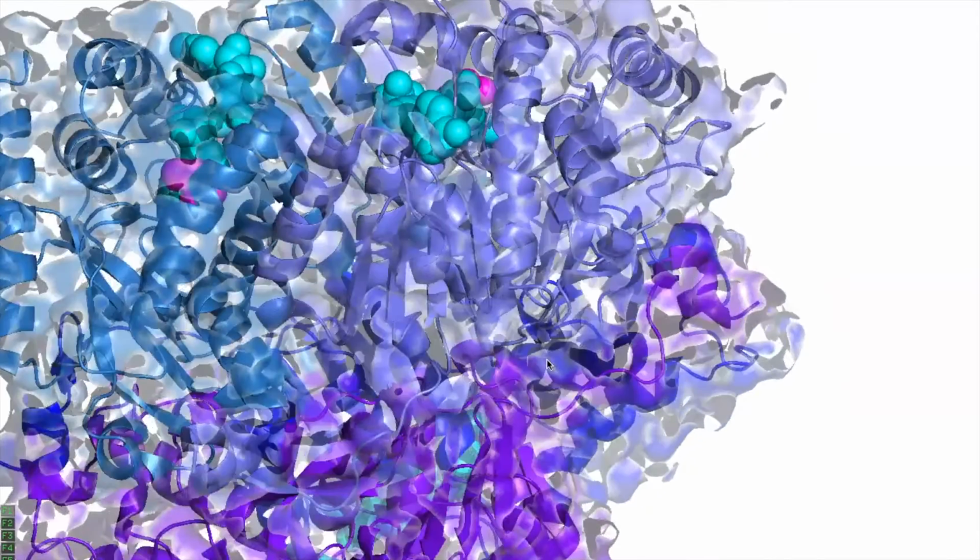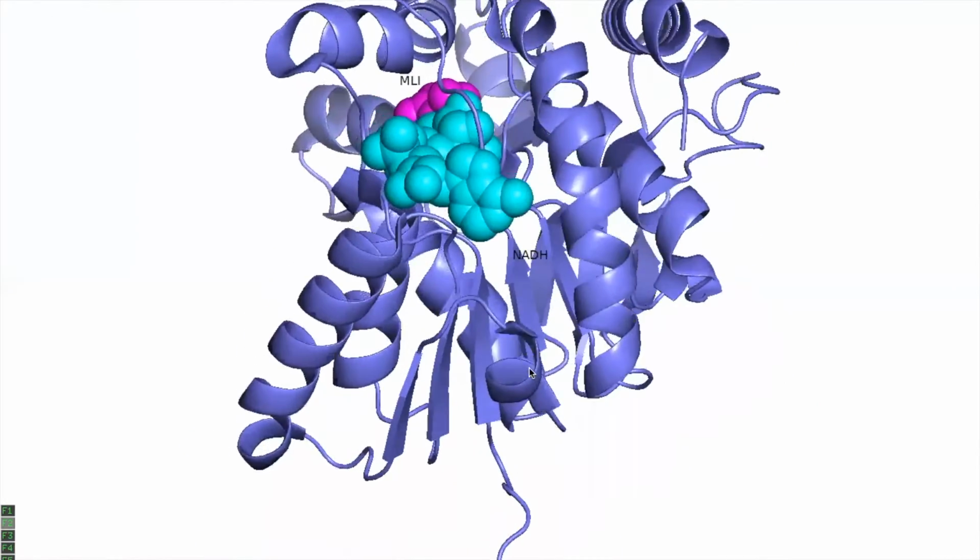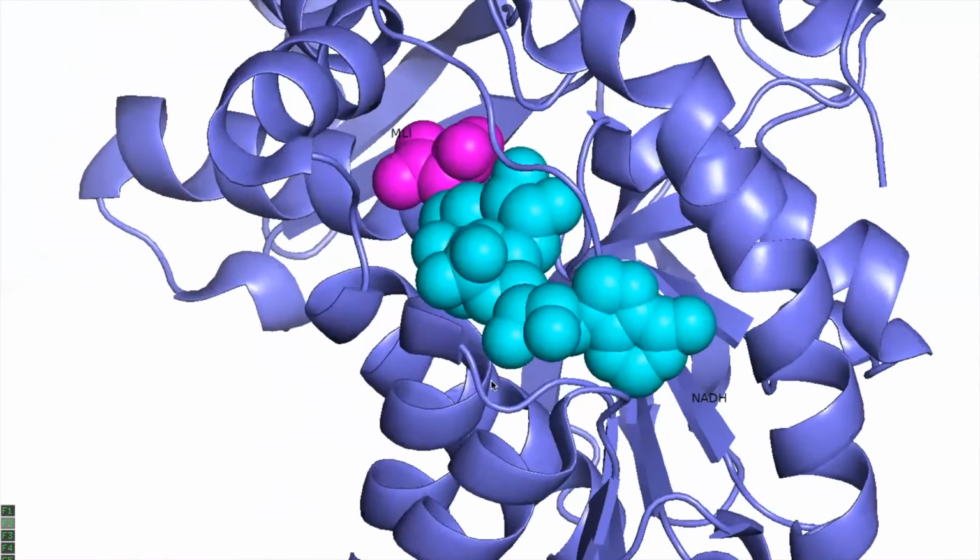This is a closer look at the actual active site. This is the one active site we will be focusing on. To reiterate, the blue spheres represent NAD, and the magenta spheres represent MLI. If we look a bit closely, we can see the actual pocket that these ligands fit into. To get an even closer look at the active site, we can take away the spheres to reveal this.